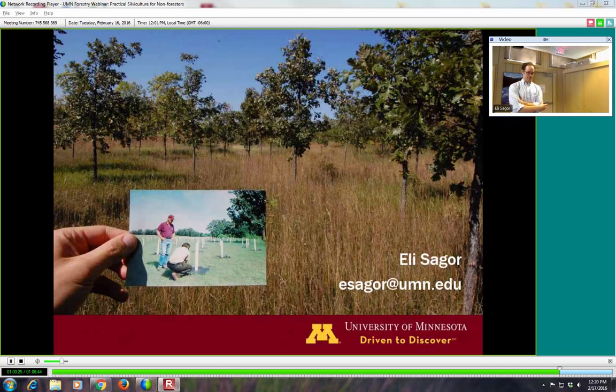So agroforestry just introduces a whole other set of tools that relate very strongly to the kinds of things that I've talked about, but are a little bit more focused on mixed ag and forest systems.